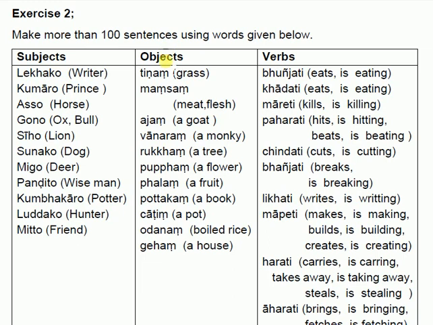And then let's go to the second column, objects. Read it with me. Tinang, grass. Mangsang, meat or flesh. Ajang, a goat. Wanerang, a monkey. Rukhang, a tree. Pupang, a flower.